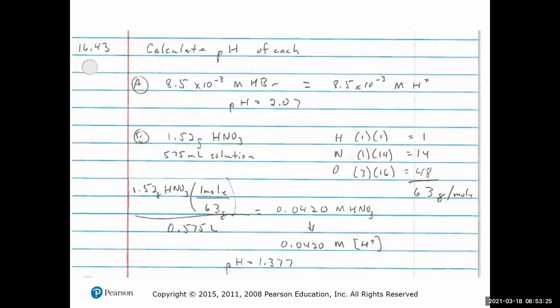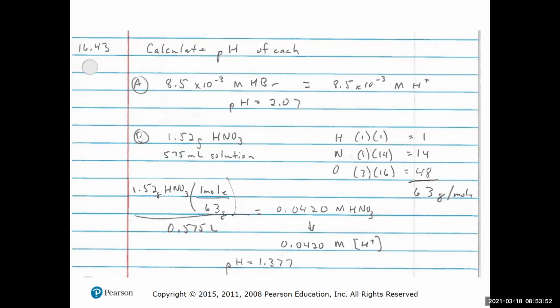I go ahead and do the math, and I get a molarity value for HNO3 of 0.0420. It's a strong acid, so that's the same concentration of the hydrogen ion. And so then it's just a simple calculation to do minus the log of that value to get my pH value, which in this case is 1.377.